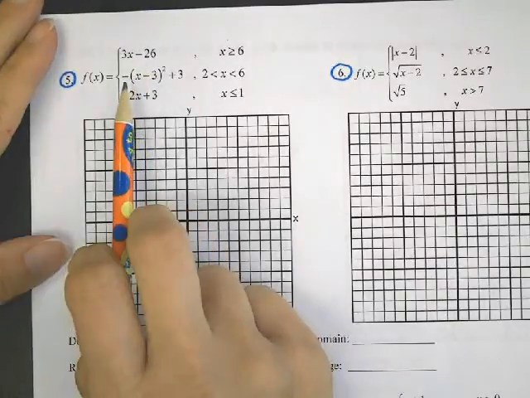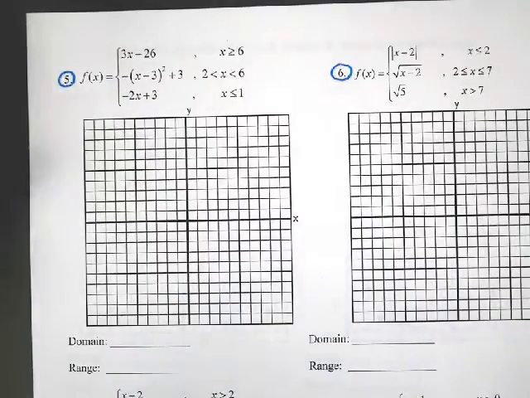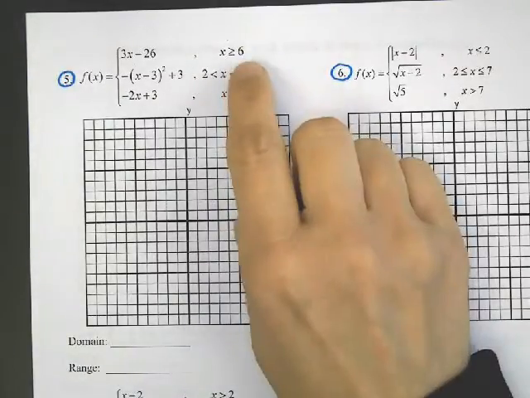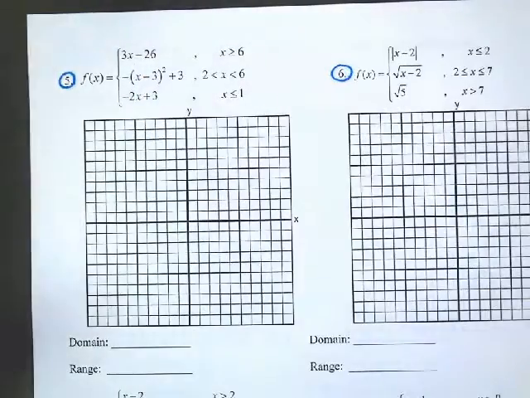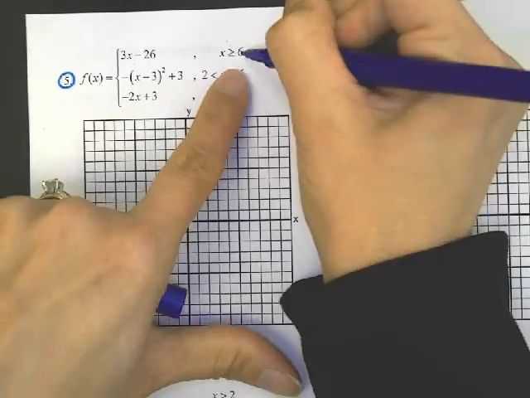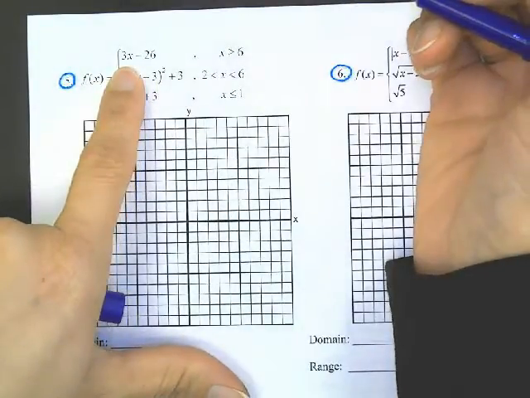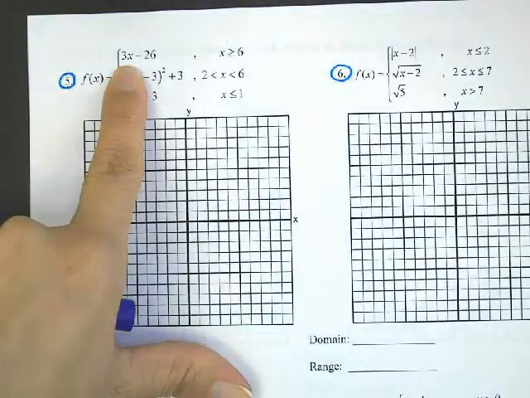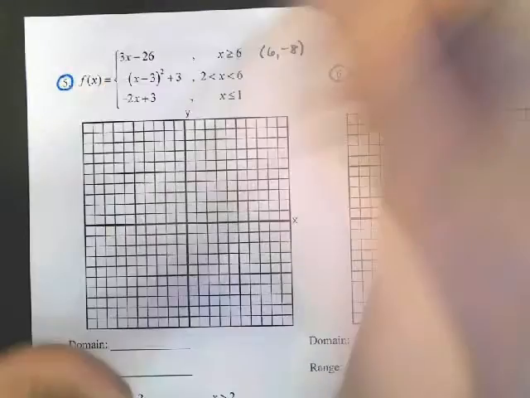The first line we're going to graph here is 3x minus 26. Remember how I said it would be a great idea to plug these numbers in to find the endpoints of that piece. So the first value we're going to plug in here is 6. 3 times 6 is 18. And 18 minus 26 is negative 8. So we have the point 6 comma negative 8.